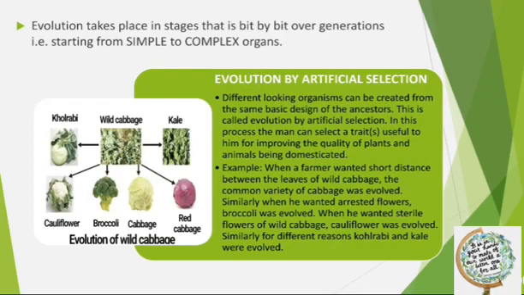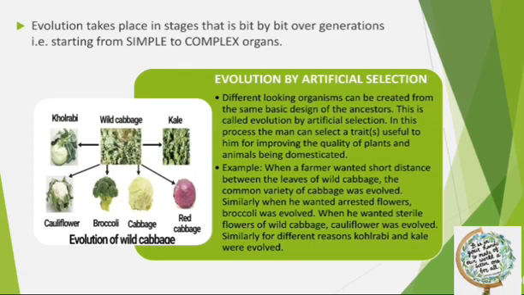Now we will see an example where a new organism can be created from the very same basic design of their ancestor. The wild cabbage plant, which is used as food by us, is an example where new species have been created from the existing ones by the process of evolution. The only difference is that we are using artificial selection instead of natural selection.